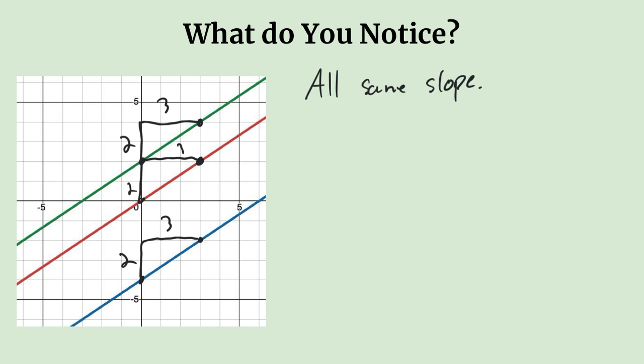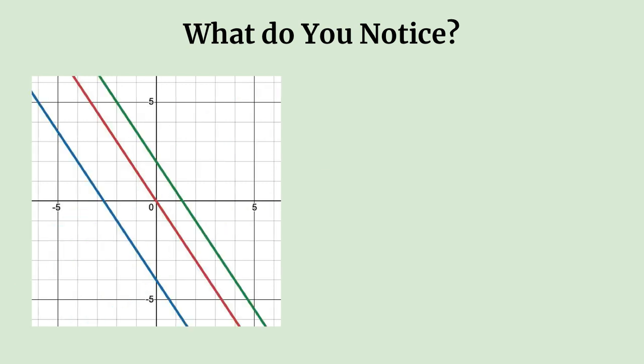The other thing that hopefully you notice is that they also have different y-intercepts. If they have the same y-intercept and the same slope, they would be the same lines. So for parallel lines, they need the same slope but different y-intercepts.